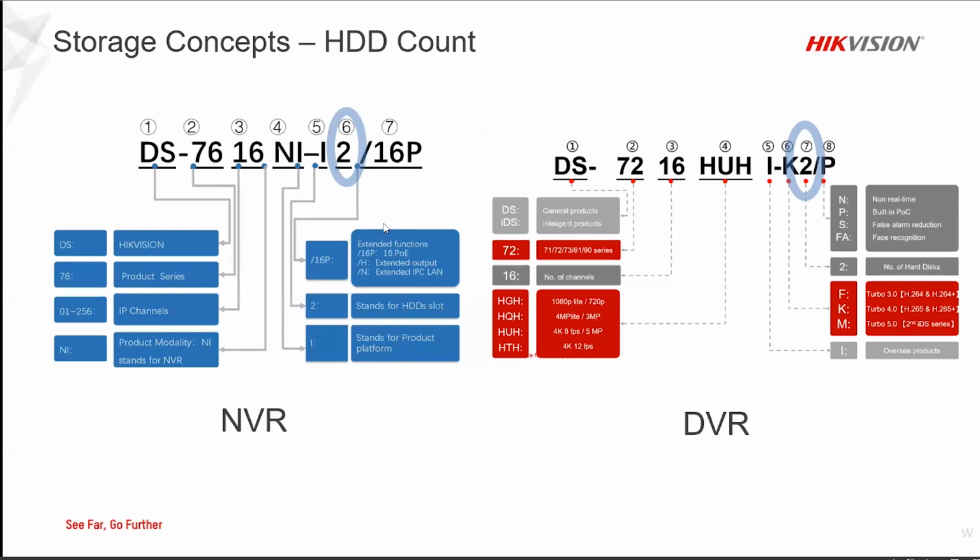When we are talking about the analog side, the DVR side, the story is just the same. With the 6 digit, you can see the product platform, and after that you can see how many hard disks can be integrated into this DVR. Also in this case it would be 2 in the DVR.